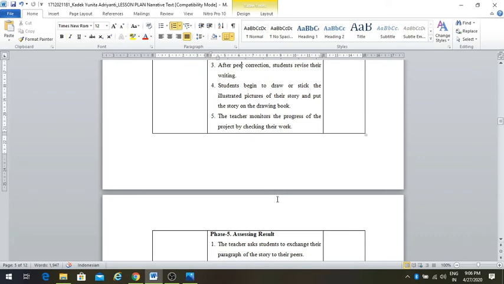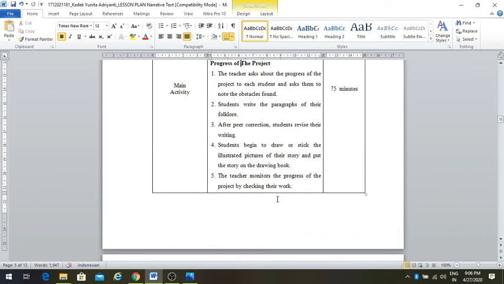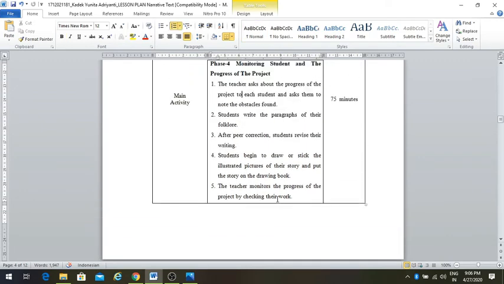Then back again to the fourth phase. After peer correction, like I said before, students can revise their writing, and then after that, students begin to draw or stick the illustrated pictures of their story and put the story on the drawing book. And the teacher keeps monitoring the progress of the project by checking their work.